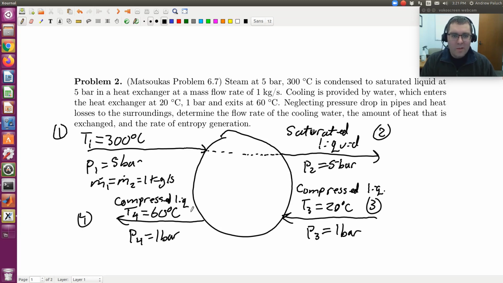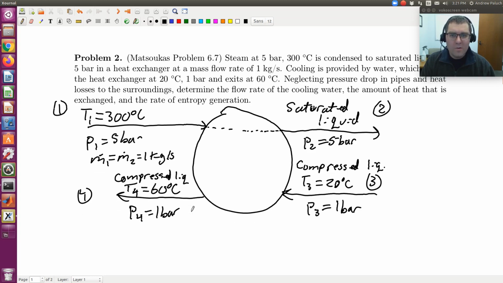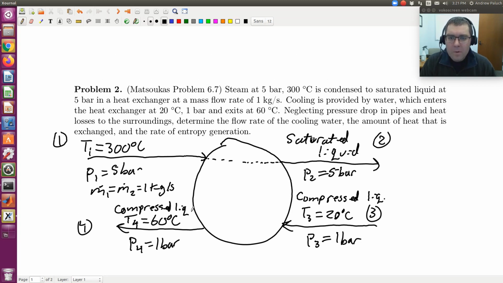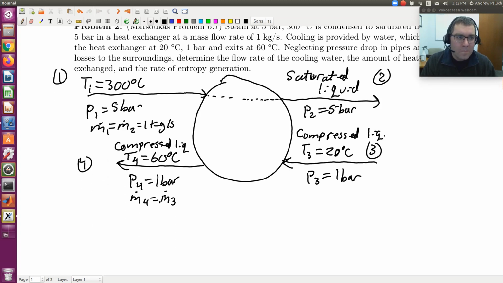Now we have everything labeled, and we're asked to determine the flow rate of cooling water. My cooling water is going to have some flow rate. Again, we'll assume steady state, so m dot 4 is equal to m dot 3, but that's unknown. I'm going to solve for the mass flow rate of cooling water and the amount of heat that is exchanged. I'm going to assume that any heat removed from the steam stream, for process 1 to 2, is absorbed by my cooling water.